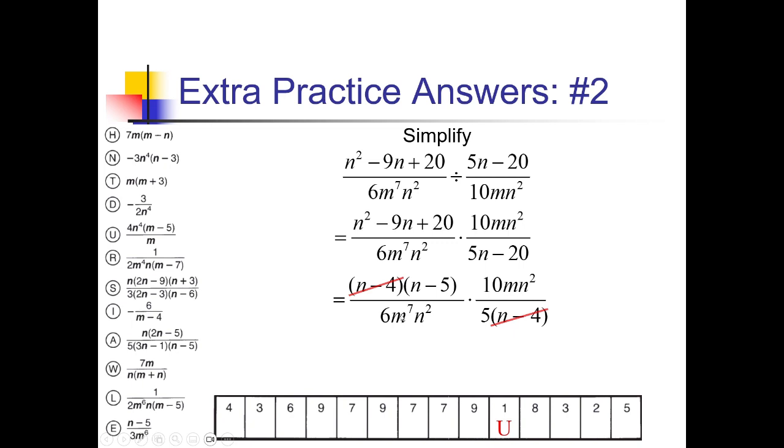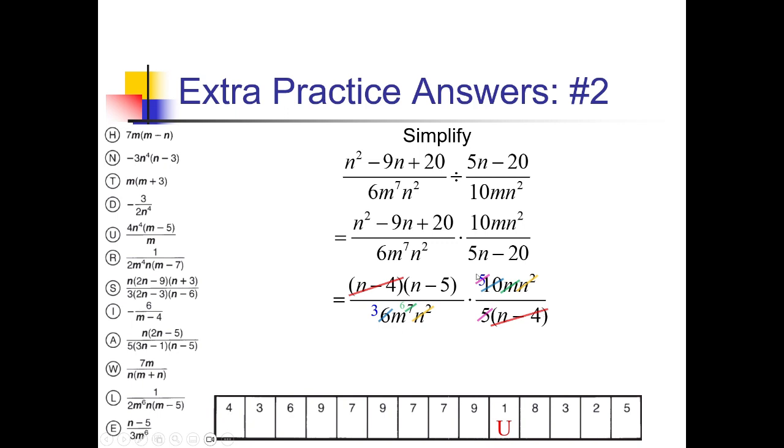Let's look down in the lower left now. The 6 and the 10, those can reduce to give me a 5 up here and a 3 down here. And then the m to the 7th and the m, that reduces. Oh, these 5s actually, before I do that, these 5s can cancel out. We have a 5 and a 5, get rid of those. And now let's look at the m's. So that's going to be an m to the 6 downstairs. The n squareds are going to cancel out completely, so that's good.